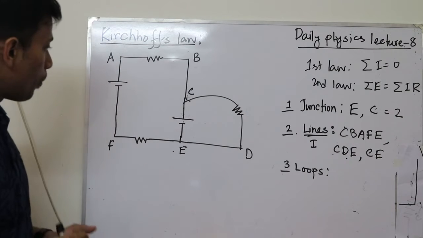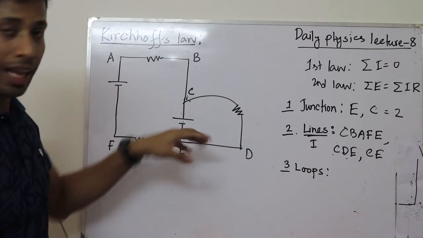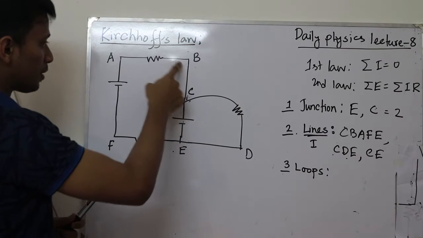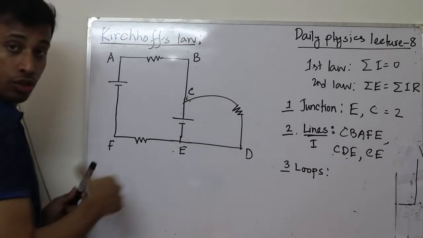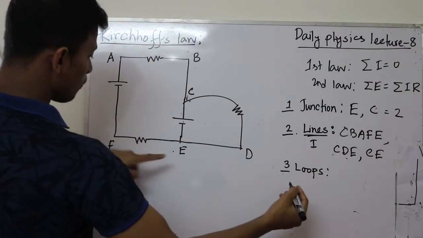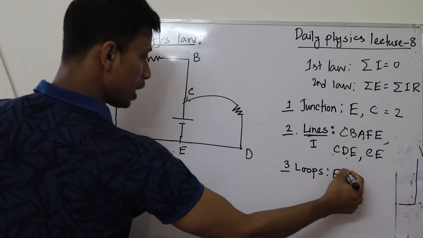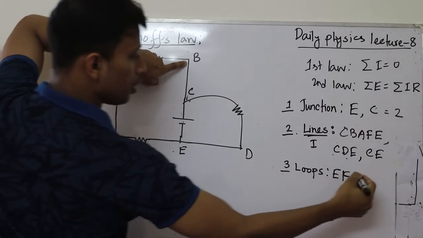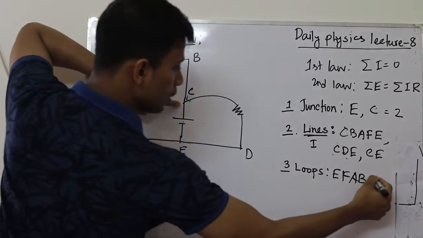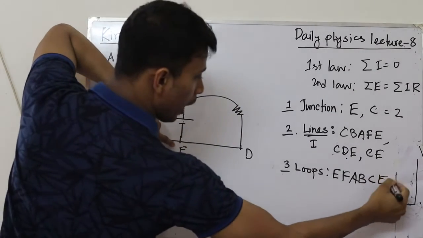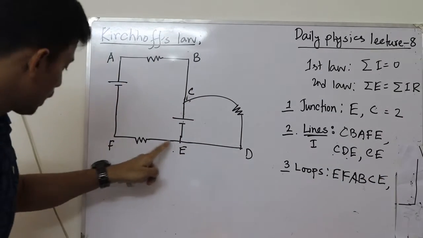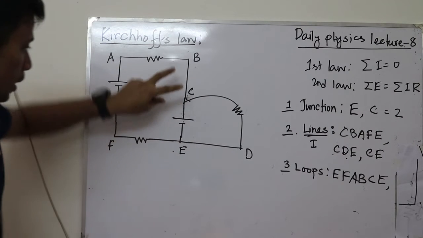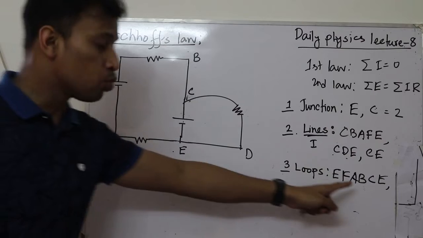Okay, let's look at how many loops are here. So this is one loop, this is another loop. We can always identify this part. So E, F, A, B, C, E is the left loop. If I start from E: E, F, A, B, C, and again E. That means this rectangle is one loop.